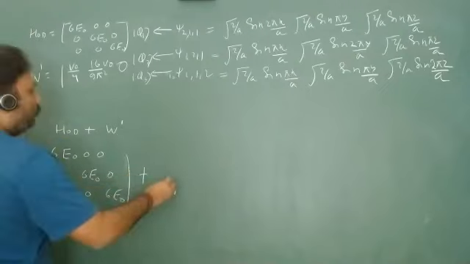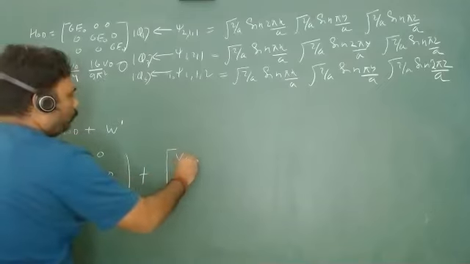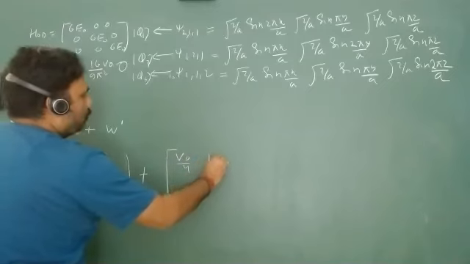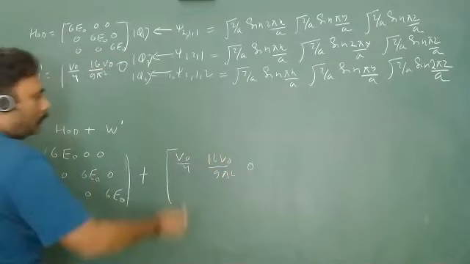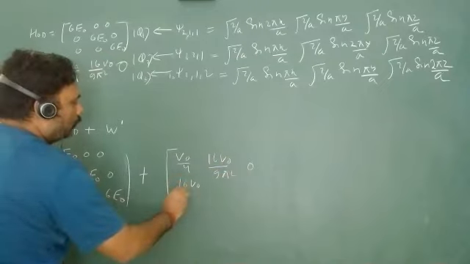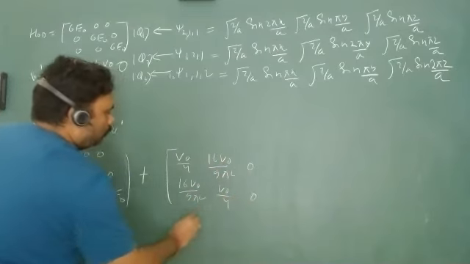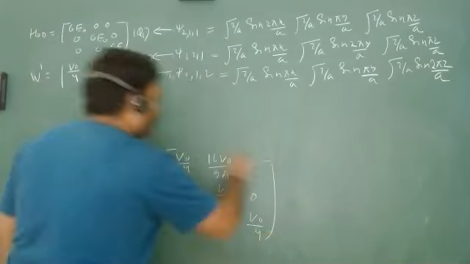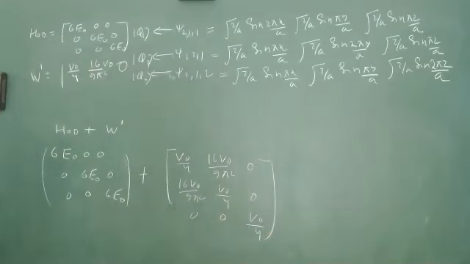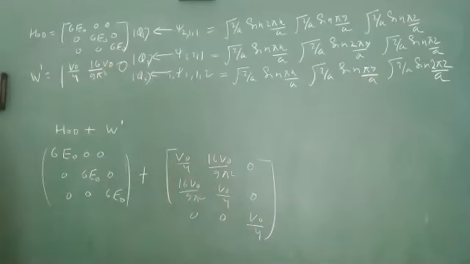Can you please tell me what will be your W dash? The W dash will be V naught by 4, and this will be 16 V naught upon 9 pi square, 0. This will also be 16 V naught upon 9 pi square. This will be V naught by 4, 0, 0, 0, V naught by 4. Because it is a symmetric matrix, if you calculate this, the diagonal term will always be V naught by 4, and this is your W dash.